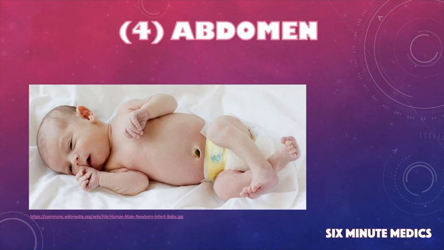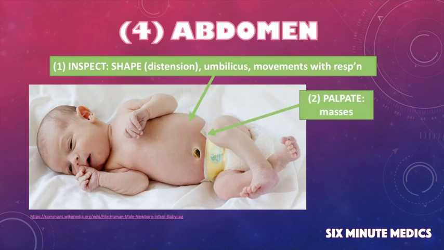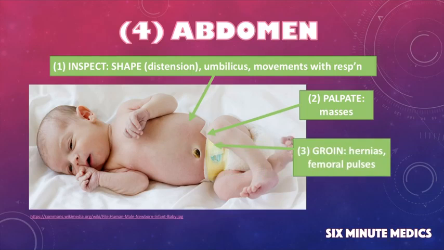Inspect the abdomen for shape, obvious distension, and look at the movements with respiration. Have a look at the condition of the umbilicus. Palpate the abdomen for any masses or inguinal or umbilical hernias. Auscultate for bowel sounds. Now, move on to the groin and attempt to feel femoral pulses.